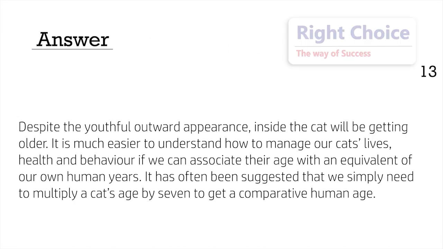Despite the youthful outward appearance, inside the cat will be getting older. It is much easier to understand how to manage our cat's lives, health and behavior if we can associate their age with an equivalent of our own human years. It has often been suggested that we simply need to multiply a cat's age by 7 to get a comparative human age.